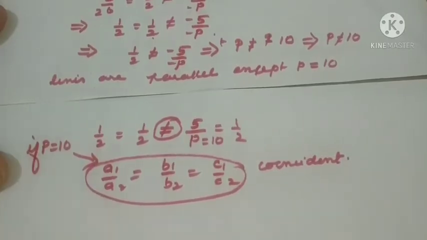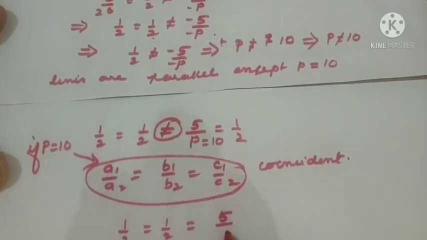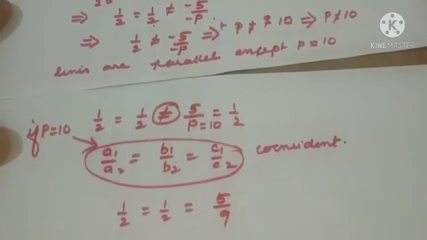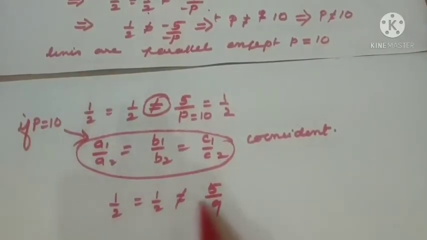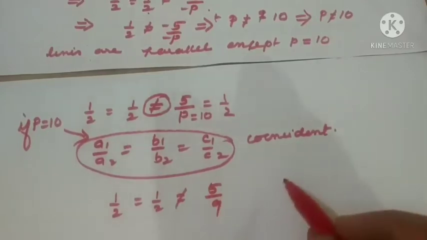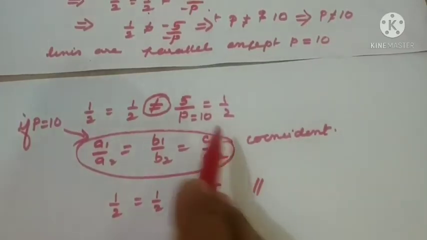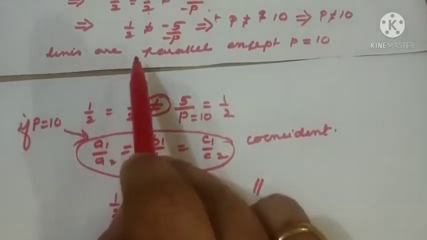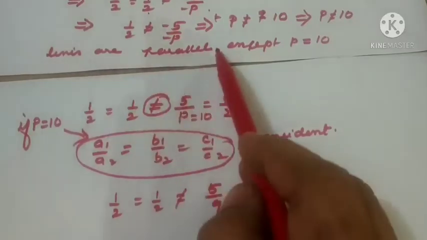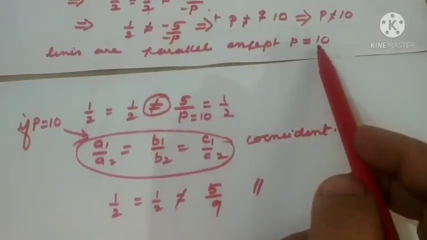See, for example, I can take any value other than 10. So 1 by 2 equal to 1 by 2 not equal to 5 by 9; I have substituted P equal to 9 because it is other than 10. So this ratio is not equal, so the lines are parallel. So P equal to 10 is not possible in this case. Other than 10 we can take any values. So that is why our conclusion is this much only: lines are parallel except P equal to 10.